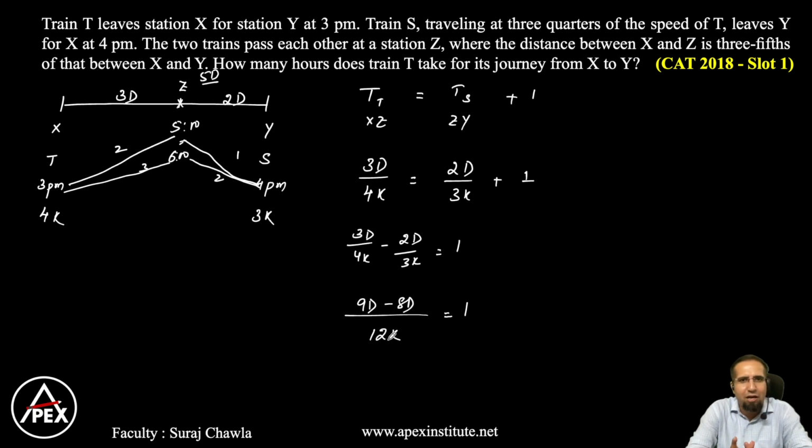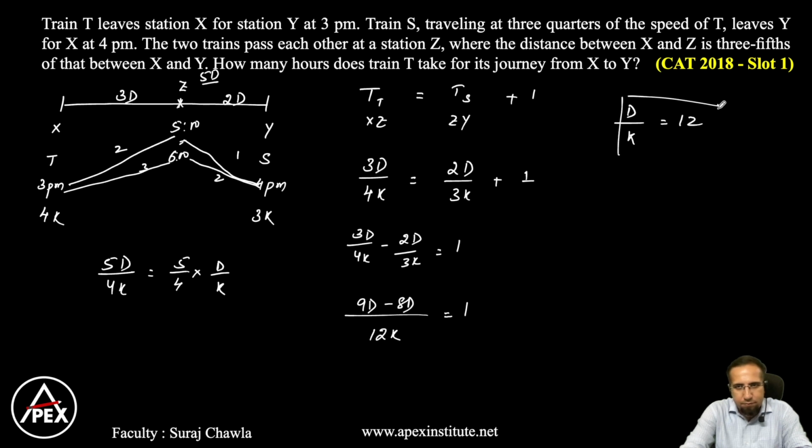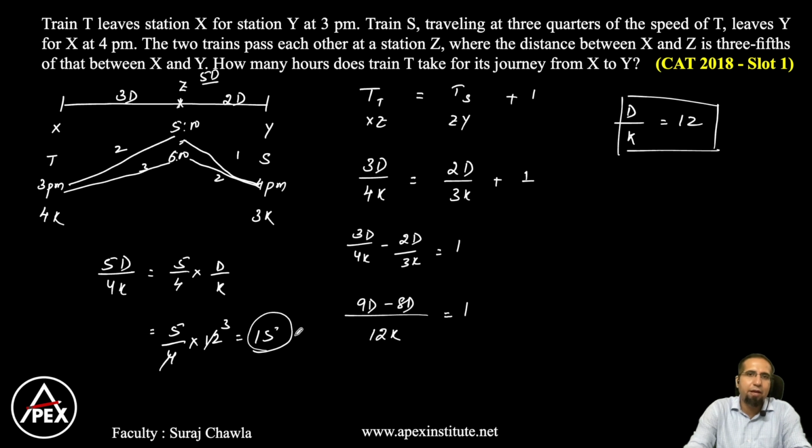Now, what is the question asking us? How many hours does the train take to travel from X to Y? So what do I want? I want 5d by 4k. That means I want 5 by 4 into d by k. So what do I have from here? I have d by k is equal to 12. If d by k is equal to 12, then all I need is 5 by 4 into 12. So 4 ones are 4, 4 threes are 12. So the time taken becomes 15 hours, which should be the time taken by train T to cover the journey from X to Y. And that becomes our final answer.